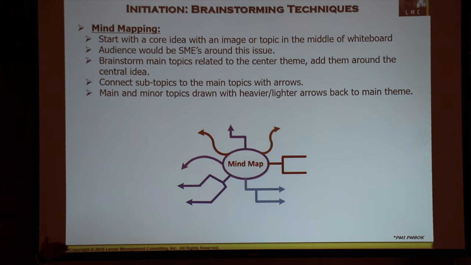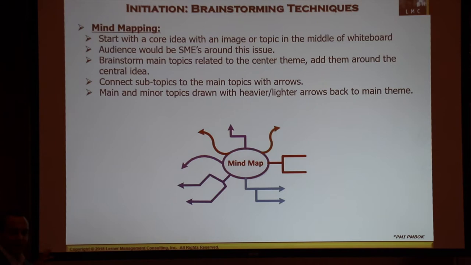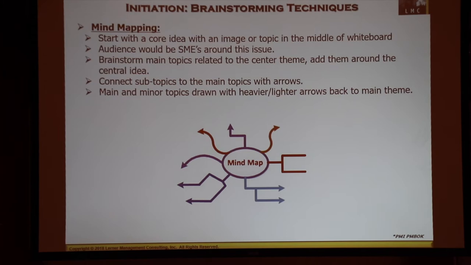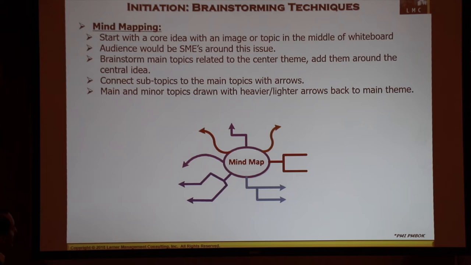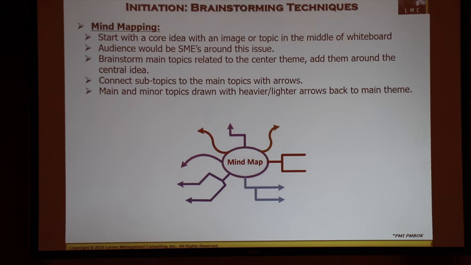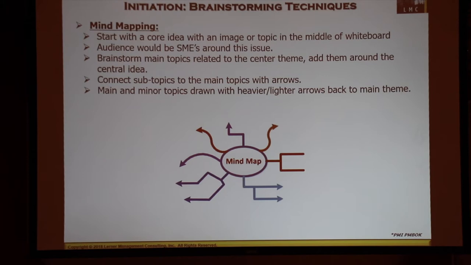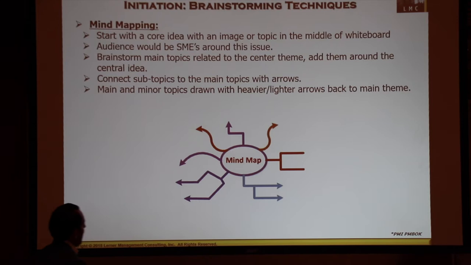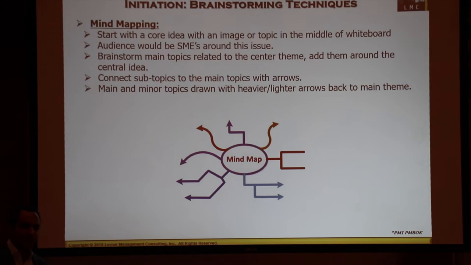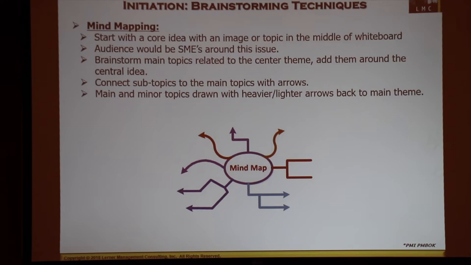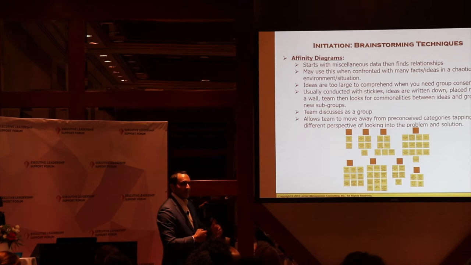And with the mind mapping technique, you have a nucleus idea that you put right in the middle. So I kind of take that idea and I put a big circle around it. Then your team, your subject matter experts, are basically giving a bunch of other topics, as it says here, brainstorm main topics related to the center theme, and they add that around the central idea. That gets the juices flowing. That starts the creativity process to help flesh out what your project is going to look like. If you want to get really technical, there are things where you can start doing dotted lines or straight lines or different colors, if it's a minor point or kind of a main point, back to that mind map nuclear idea. Make sense?